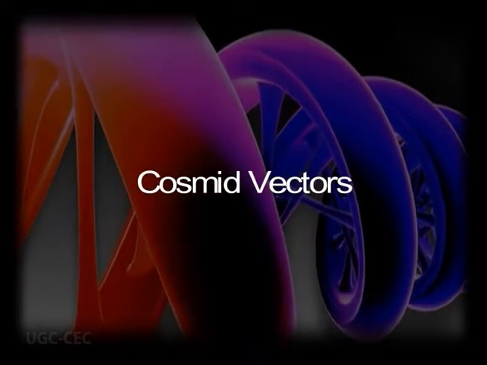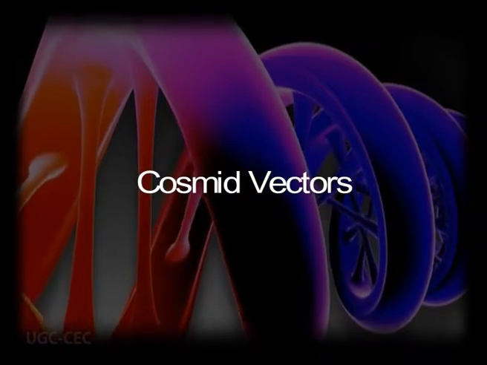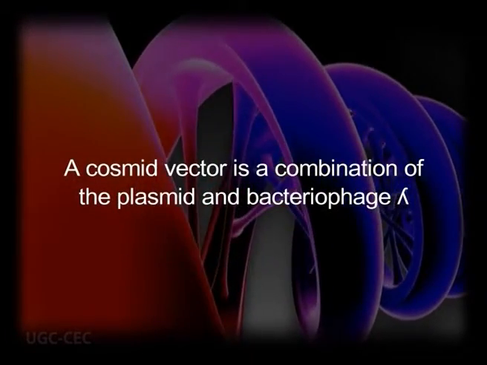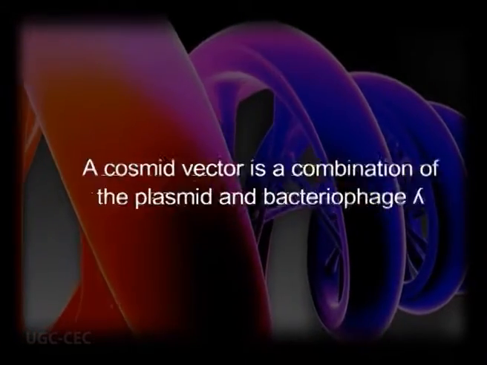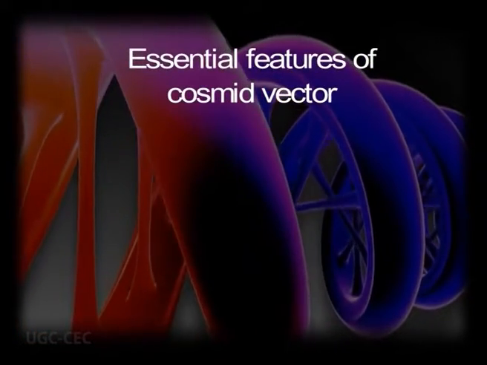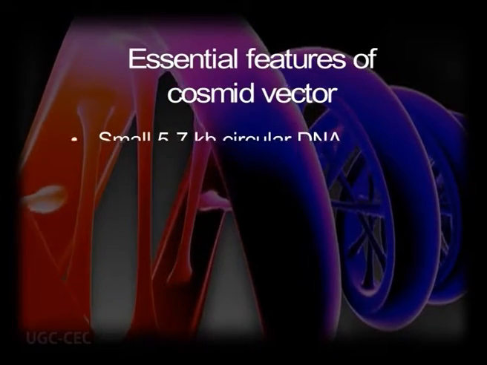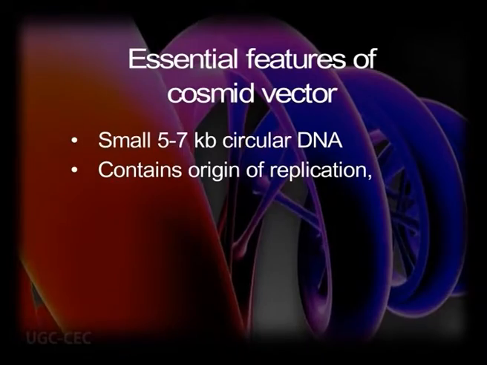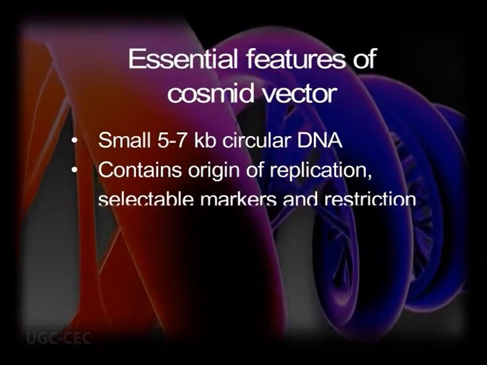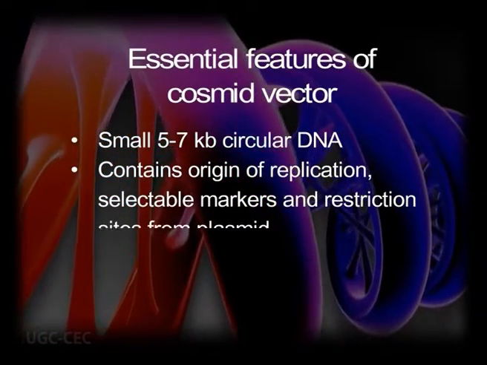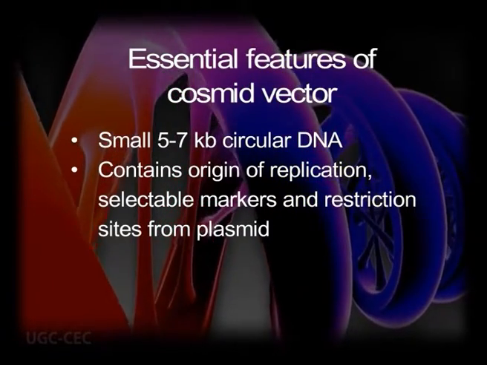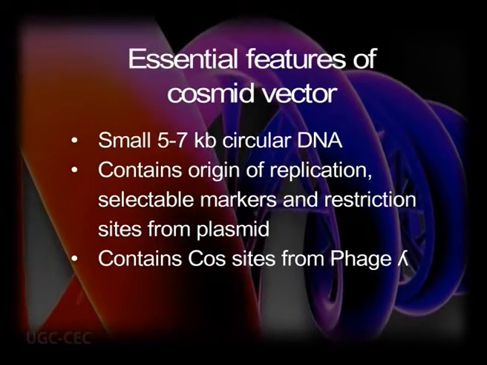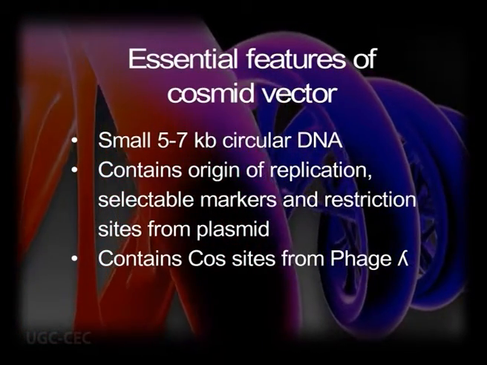Third category of vectors is the cosmid vectors used in recombinant DNA technology. A cosmid vector is a combination of the plasmid and bacteriophage lambda. The essential features of a cosmid vector are: it is a small 5 to 7 kilobase circular DNA. It contains an origin of replication, selectable markers and restriction sites from plasmid vector. It contains cos sites from phage lambda needed for packaging into phage particles.